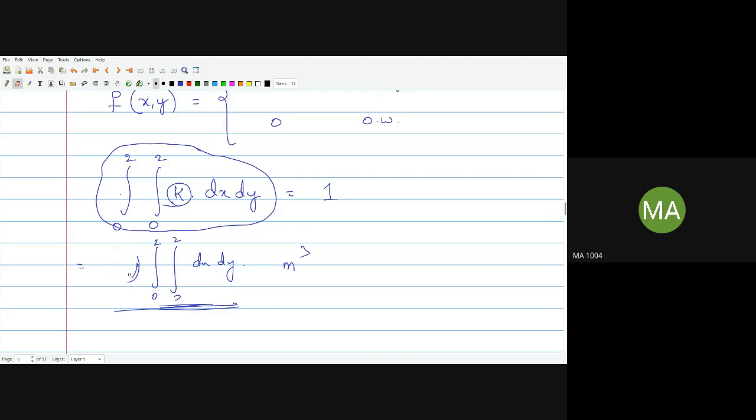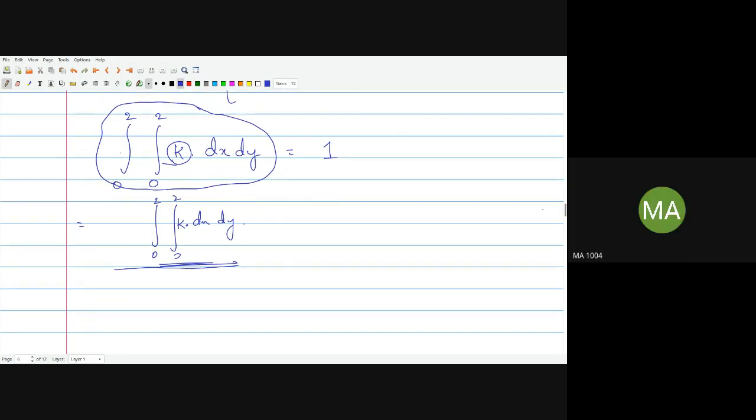Okay, no need to bring k out. Suppose instead of k we have an expression, x square plus y. Then you cannot bring it out, right? Yes, we cannot bring it out. Then it will be a volume only. See, bringing k out, if it is that confusing, keep k inside only.